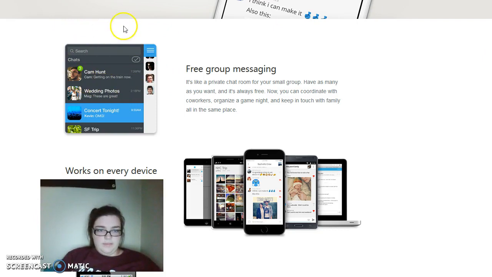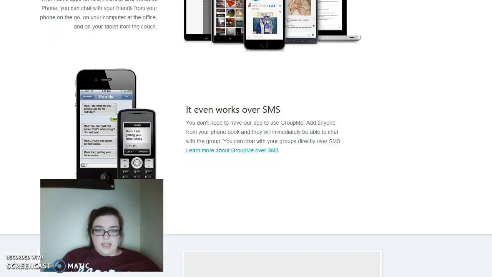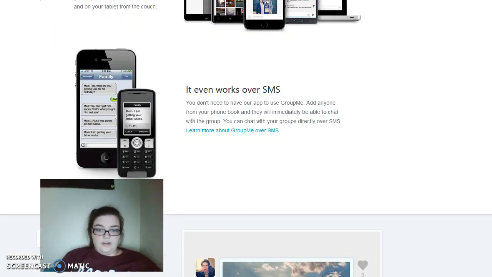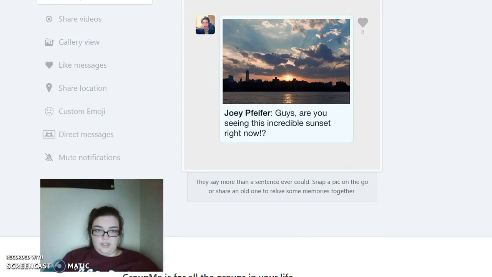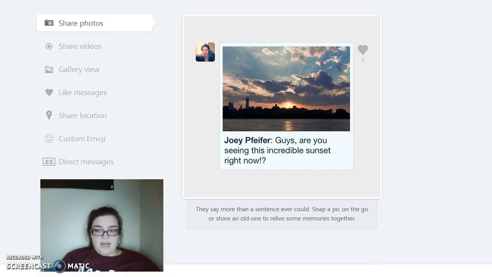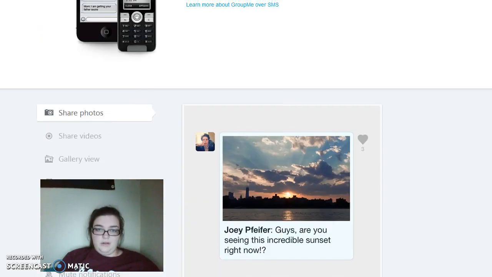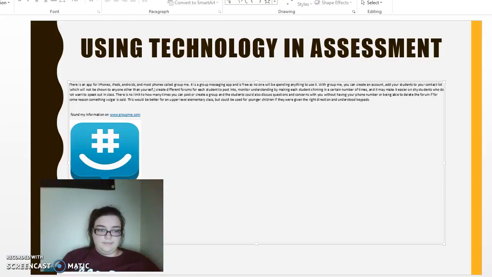This is what a message board would look like. And it works on every device, from iOS, Androids, and Windows. Anybody is able to use it. And you can also use it over text message if you'd like to. And you can share pictures, videos, and you can direct message the person that's in charge of it. So if I created a GroupMe for my class, I could have parents that could direct message me also, along with talking in the group with the other parents.